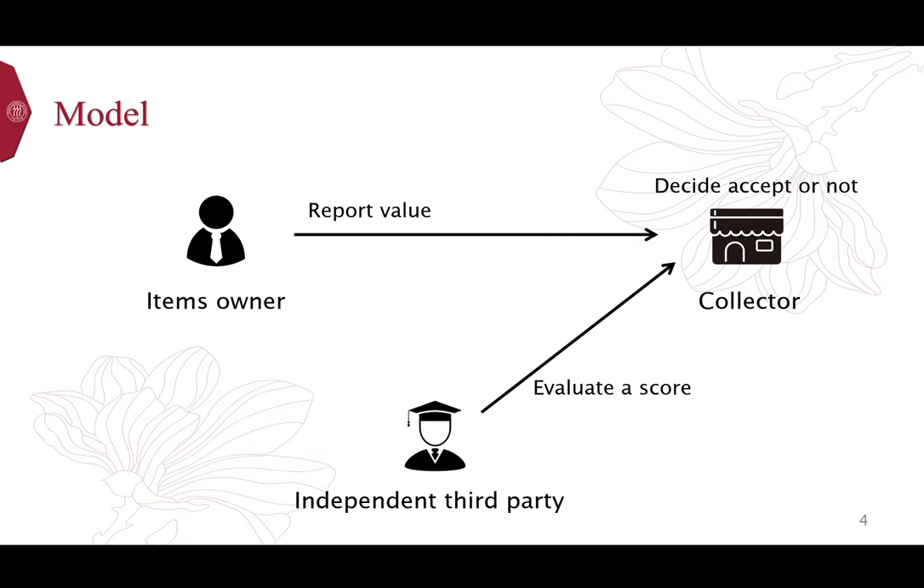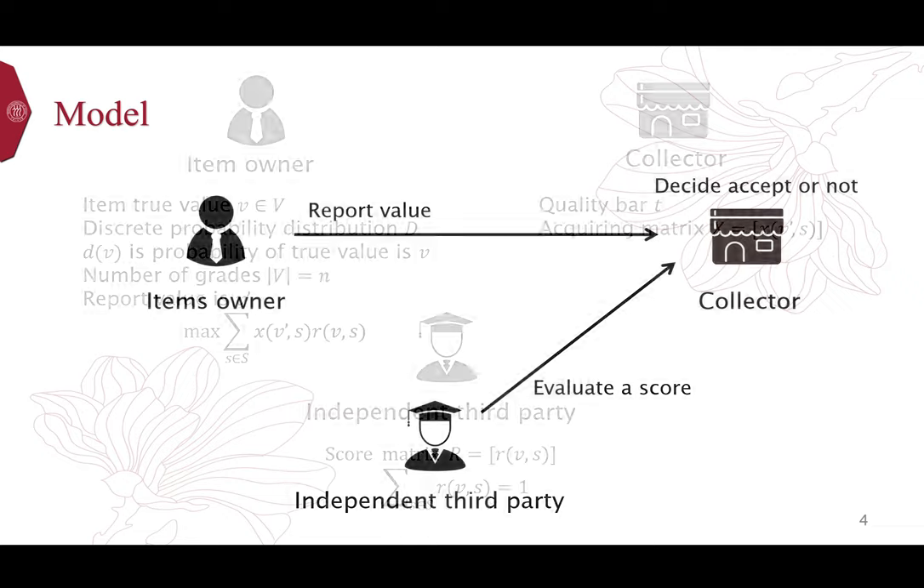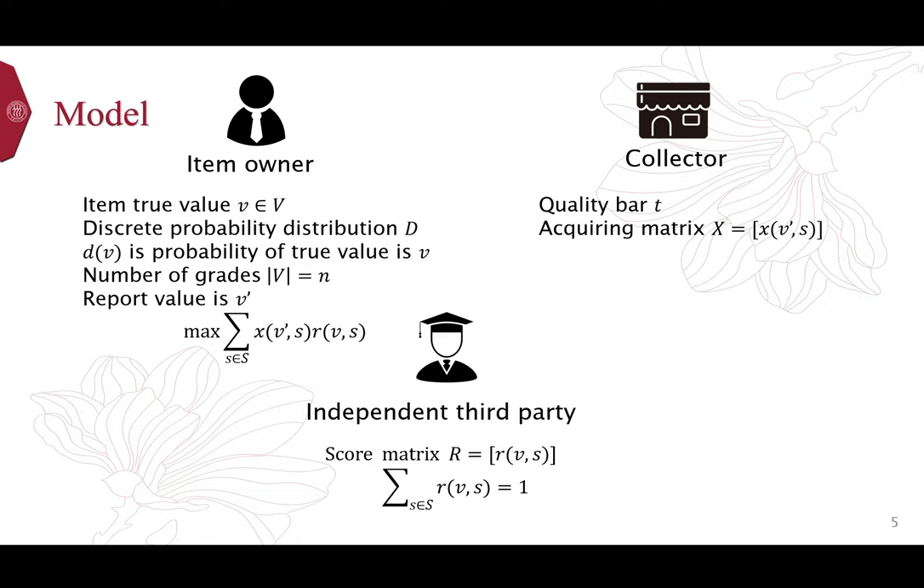In our model, we assume the item owner knows the factual quality of the item and reports a value to the collector. The collector seeking help from independent third party to evaluate a score to the item. Then, the collector is going to decide accept or deny the item by using the value and score. The aim of item owner is to maximize the probability of the item being accepted.